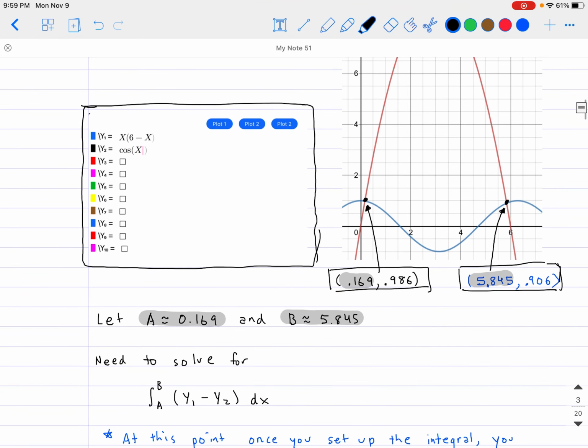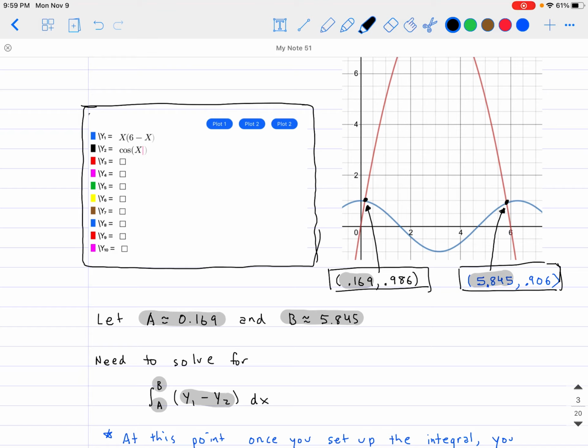Then what I need to solve for, according to what we have, is the integral from a to b of y1 minus y2 dx. If you set that up right there, that gives you most of the credit. And now all you have to do is just use your calculator to find out what is the numerical area under the curve. So that is going to be a job for the calculator, which you don't have to solve by hand.